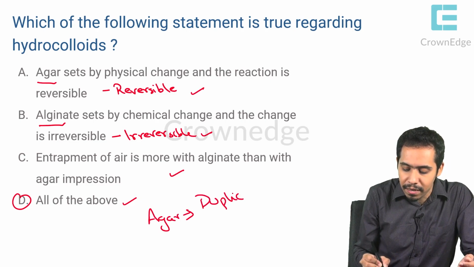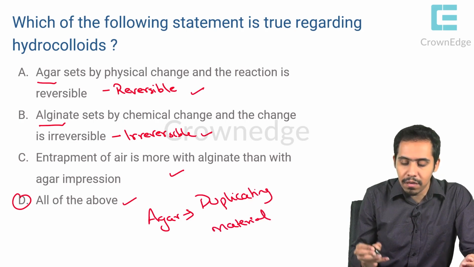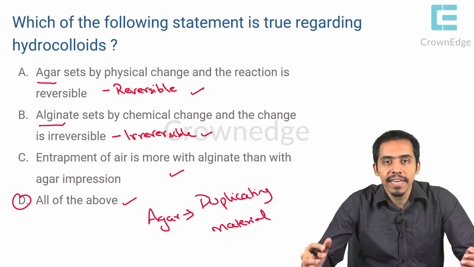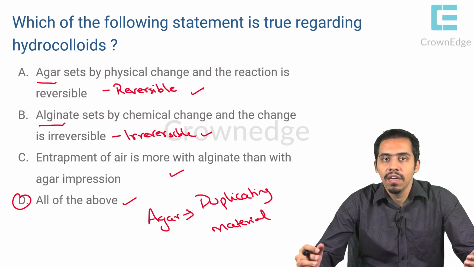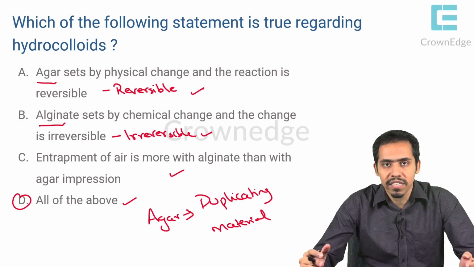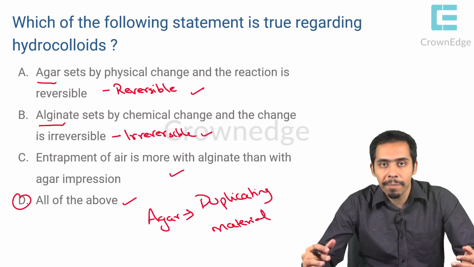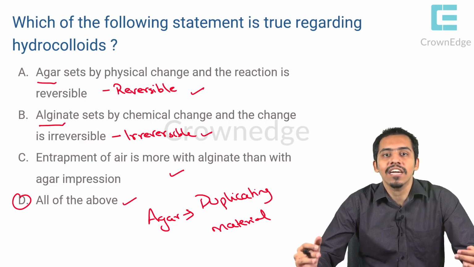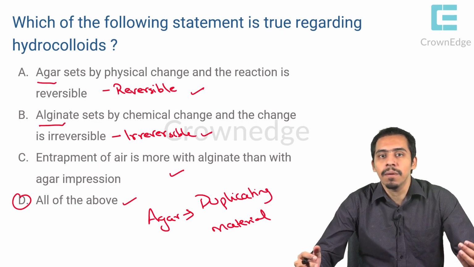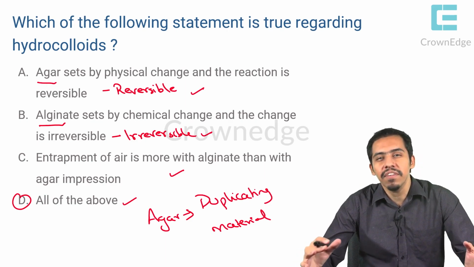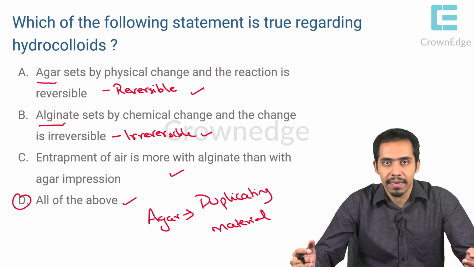duplicating material. Okay, so agar is a duplicating material which is more commonly used in your cast partials. We have two different casts in our cast partial, a master cast and a refractory cast. To obtain two different casts, we actually use agar more than any other material. So more than its advantage as an impression material, it's more conveniently used as a duplicating material.